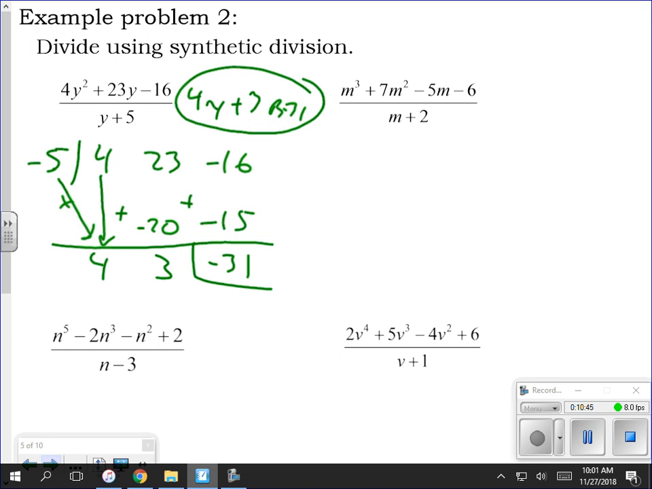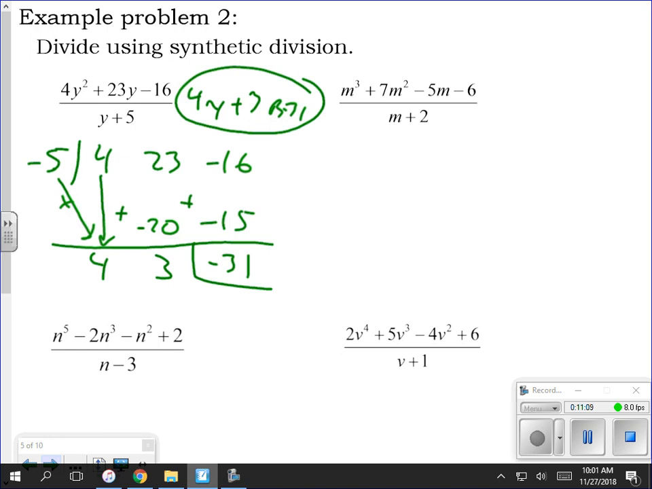Because how many terms do I have here? I have three numbers here. The last one's my remainder. These two are the coefficients for my answer. I have 2 coefficients. They line up answer-wise with those. It doesn't line up exactly the same as it did with long division. It's not as obvious what your powers are. You have to remember, 1 less than what I start with here.